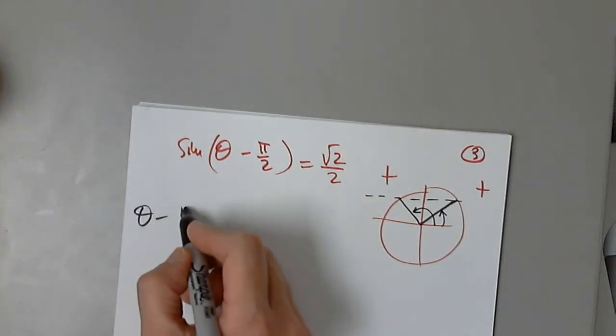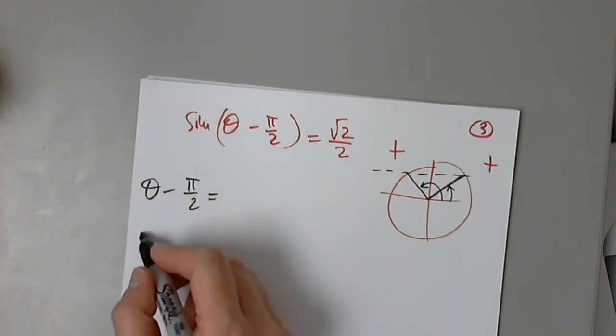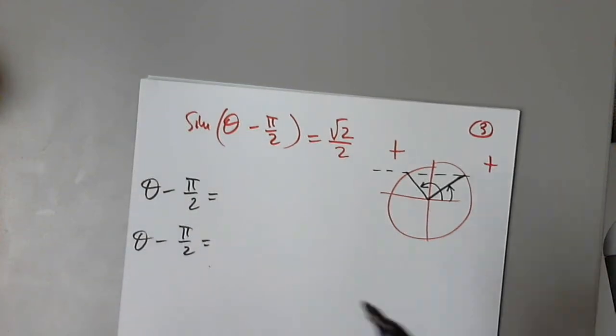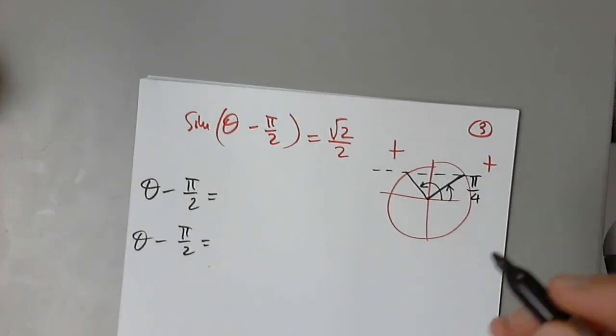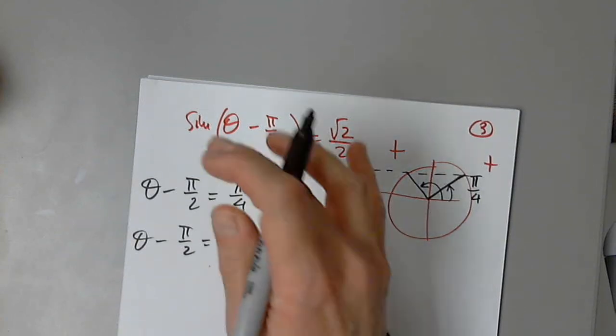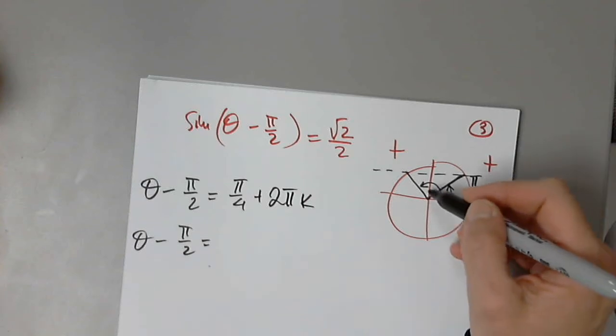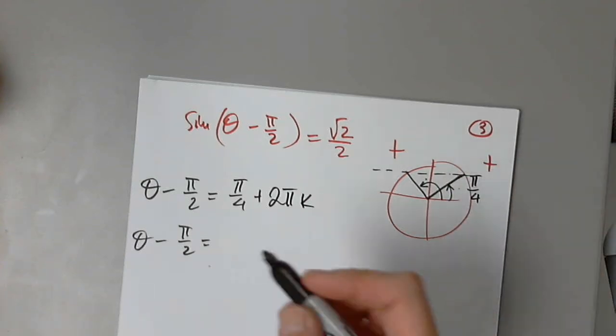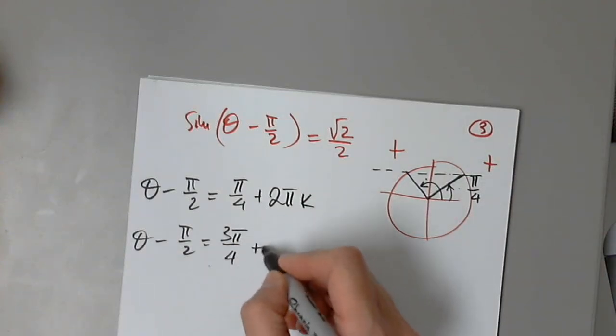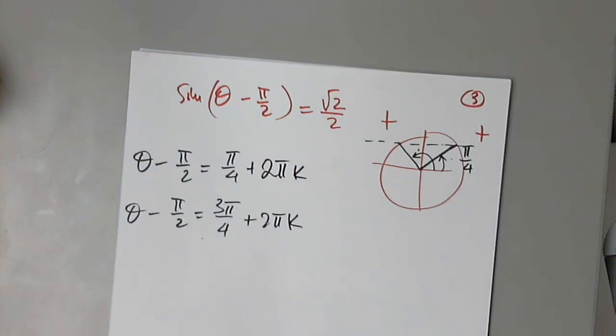So then theta minus pi over 2 can be two different things. The first one, of course, is pi over 4. Since we're talking about sine, plus 2 pi k. And the second one is 3 pi over 4 plus 2 pi k. Notice that we had to solve for theta minus pi over 2. This was the angle in sine. What do you think we have to do next to finalize the answer?